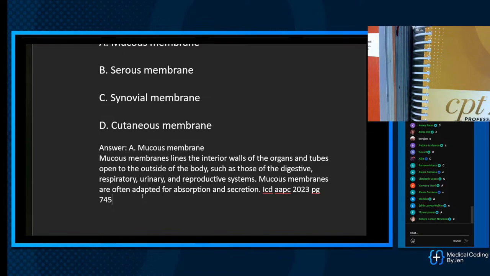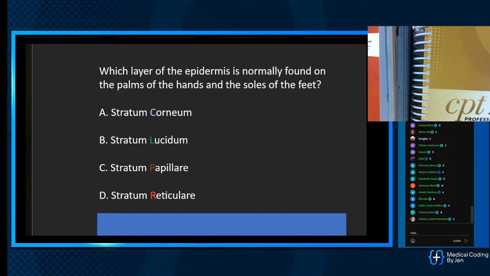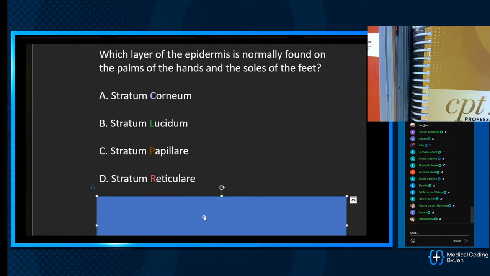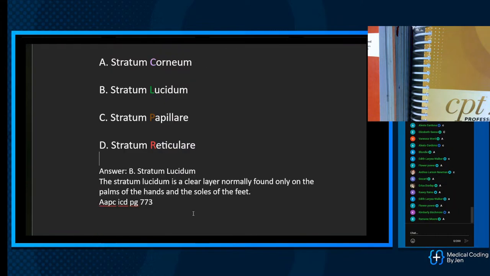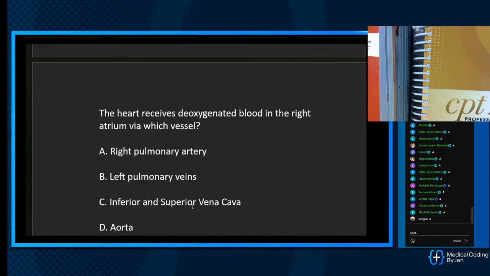Which layer of the epidermis is normally found in the palms of the hands and the soles of the feet? Same thing, we're in the ICD-10 book on page 773. All right, I think these are going to be some newer questions that we haven't done yet. I'm thinking we're getting close.